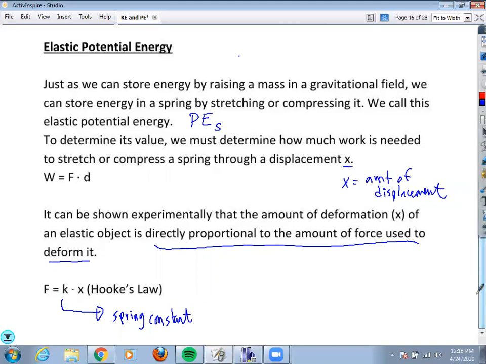So a larger spring constant means the spring is stiffer, it requires a lot more force to deform it, and a smaller constant means that the spring does not require as much work to stretch or to compress that object.